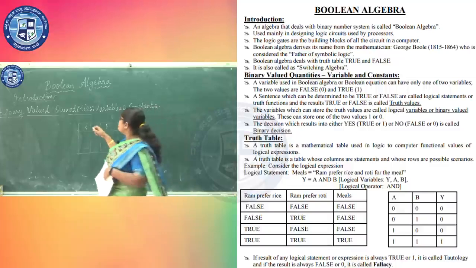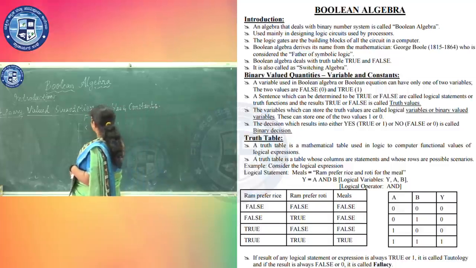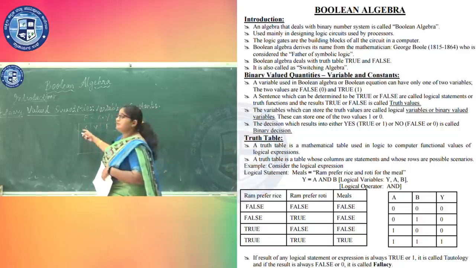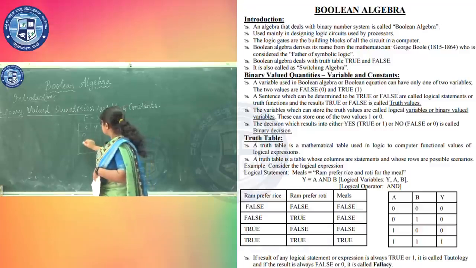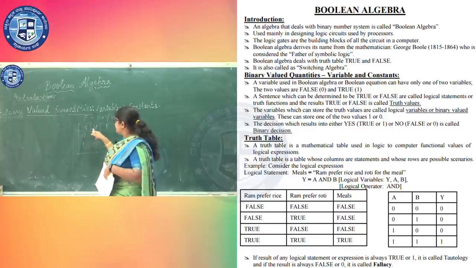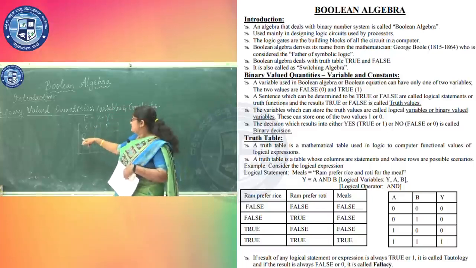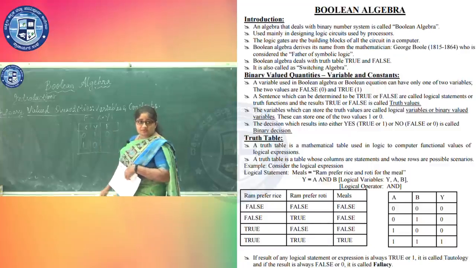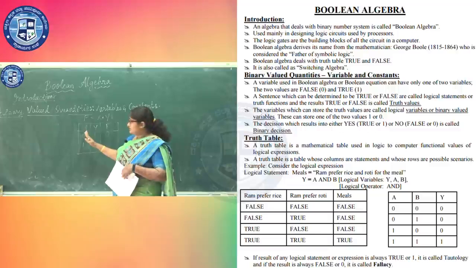A truth table is nothing but a mathematical table which is used in logic to compute the functional values of an expression. Suppose I have an expression f is equal to x into y, that is x and y. I am having the possible values here, x can be 0 or 1, y value can be 1 and 0. If I am taking x and y, 0 and 1 means it is 0, because I am saying and. You will understand this with the next example.